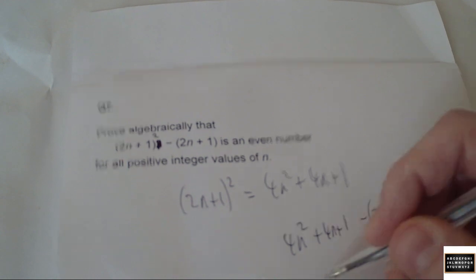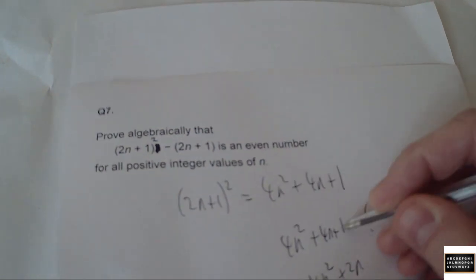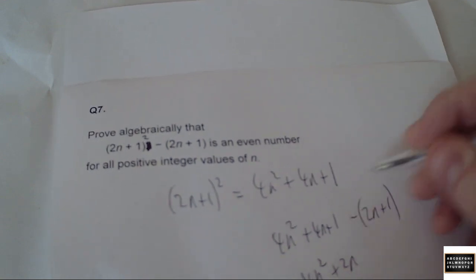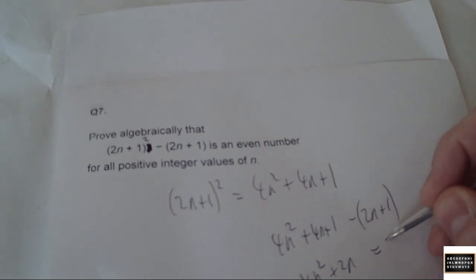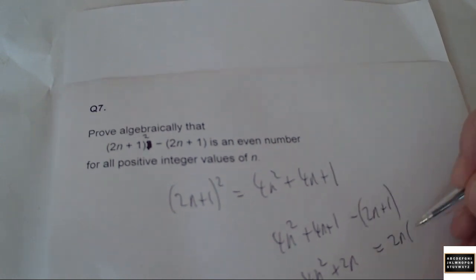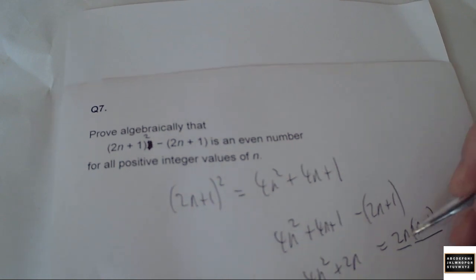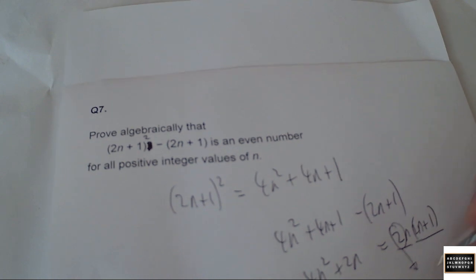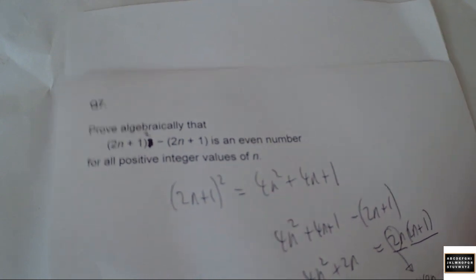So 4n squared just stays as it is, but 4n take away 2n is plus 2n, and then plus 1 minus 1 that goes away at 0, and then 4n squared plus 2n, what's that? That's going to be two lots of, if you take out what's common, it's two lots of this. So 2n times 2n plus 1, and again, this is most definitely an even number because it's got the factor of 2 at the beginning. So you can say it's got the factor of 2 at the beginning, so it's an even number, as shown.